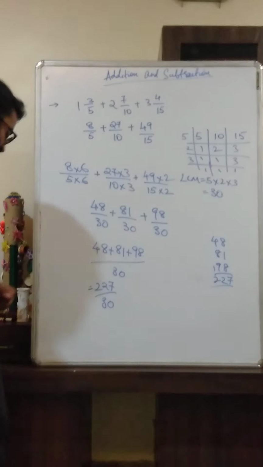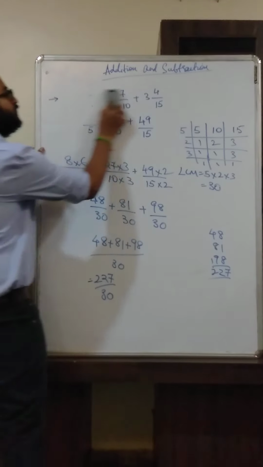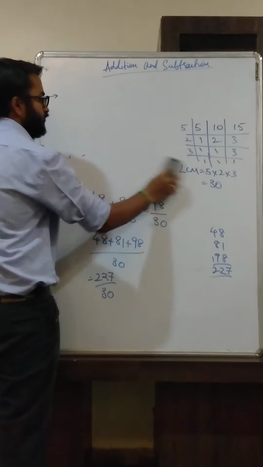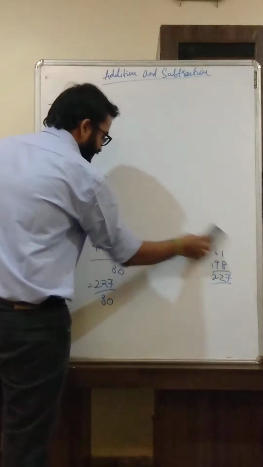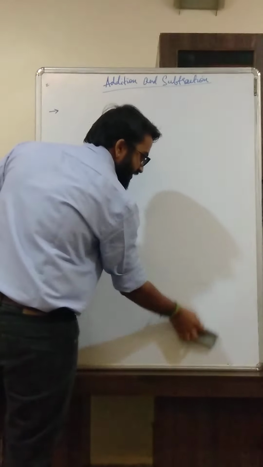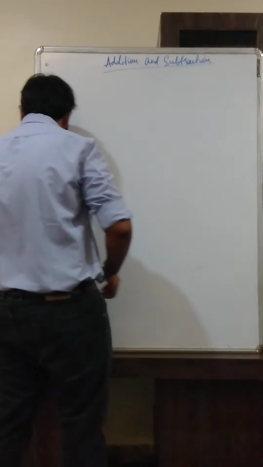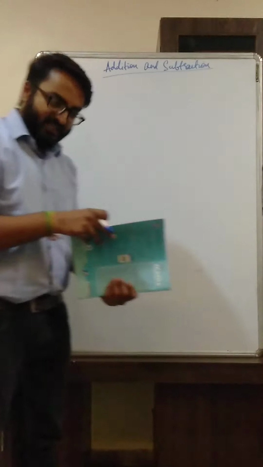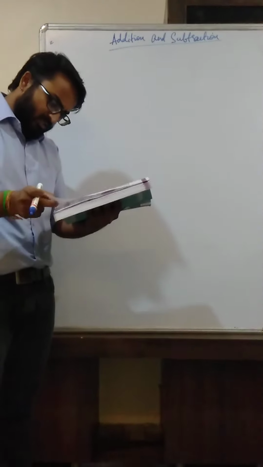Now we will do subtraction. There is no change in the method in subtraction of fractions. It is absolutely same. There is only the operation is different. Here you are adding, here you will subtract. That's the only difference. Same. Making the denominators same and then subtracting them is absolutely same.